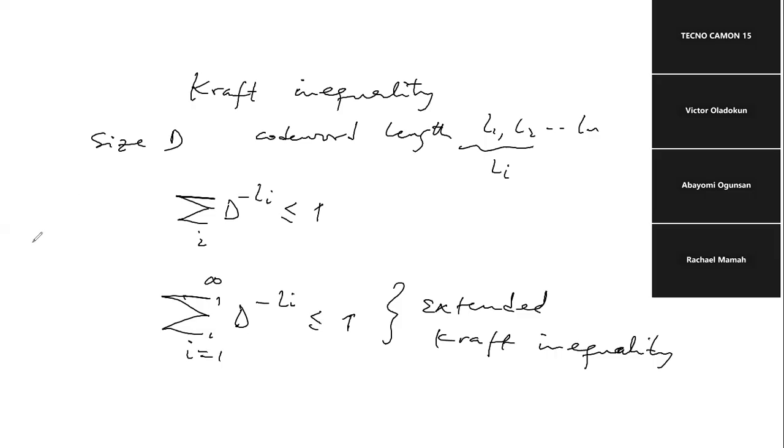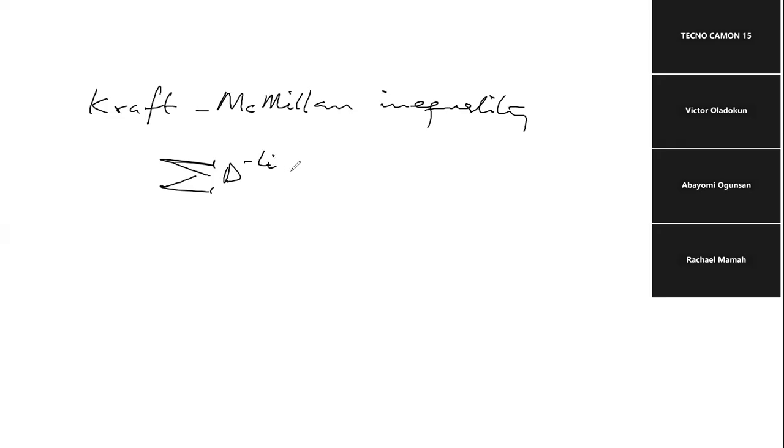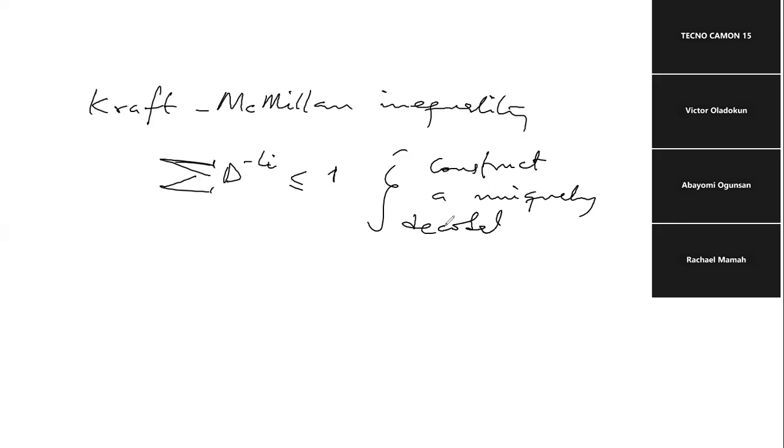And then, in general, the Kraft-McMillan theorem states that the code word lengths of any uniquely decodable D-ary code must satisfy the Kraft inequality, regardless of the length, whether it extends to infinity or not. So if we are given a set of code word lengths that satisfies this inequality, it is possible to construct a uniquely decodable code.